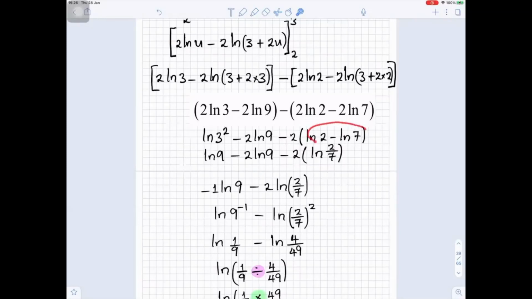When you subtract, you divide. So it becomes 2 ln 2 over 7. So the minus 1 can come to the front as a power, which becomes 9 to the minus 1. And the 2 can go in front. It becomes ln 2 over 7 squared. When you subtract them, you divide. So it's ln of 1 over 9 divided by 4 over 49.